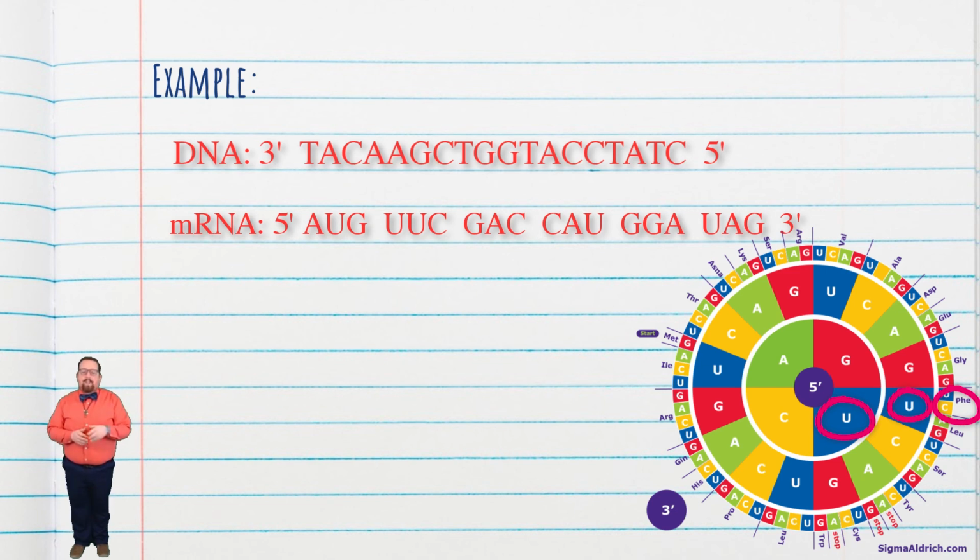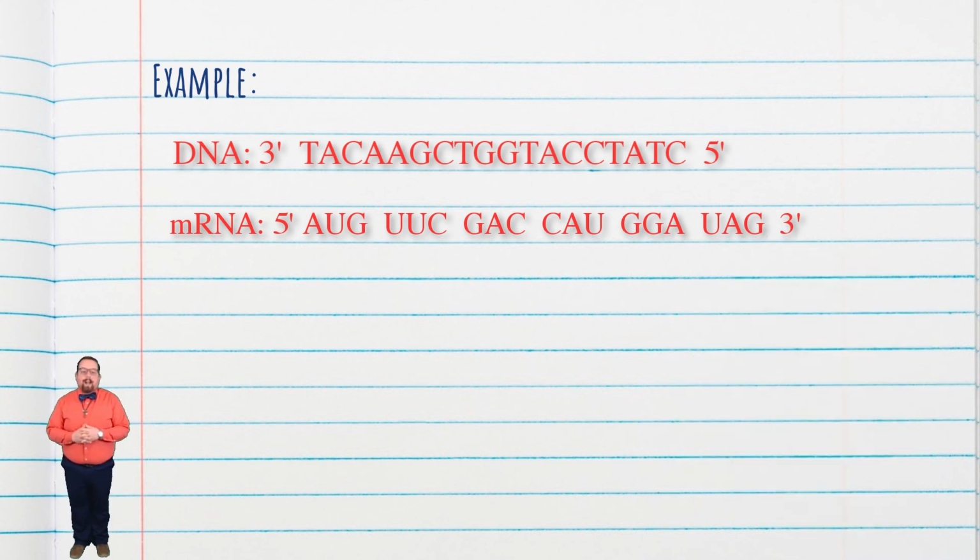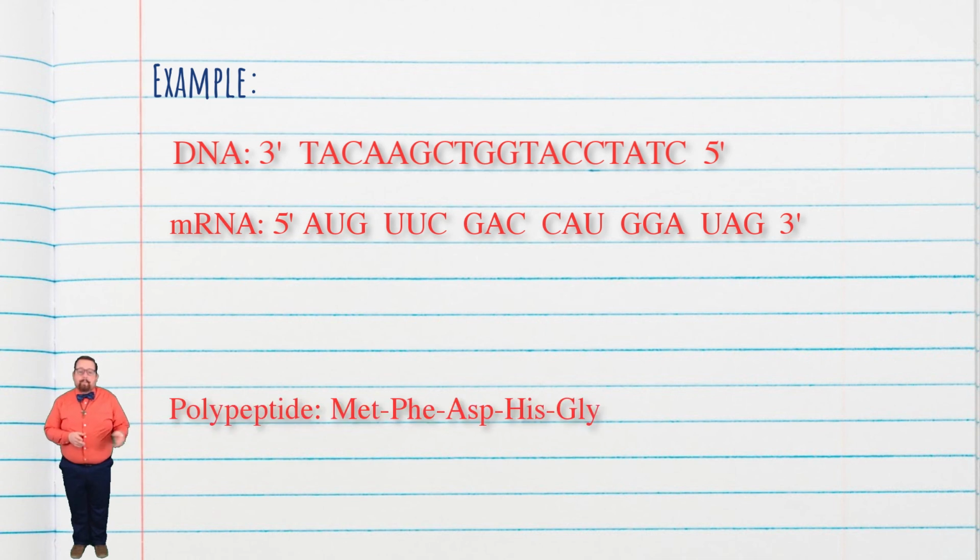Keep doing this for the rest of the codons until you get a codon that tells you to stop. When you finish decoding all of your amino acids, write out the polypeptide chain as we did in our last notes. For this one, you get a sequence of amino acids that looks like this.